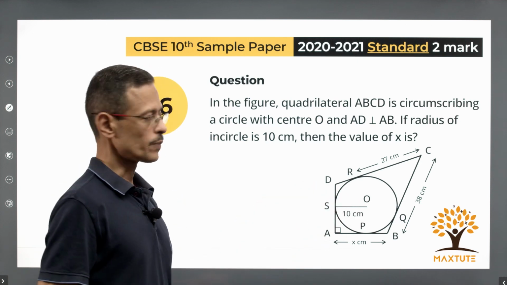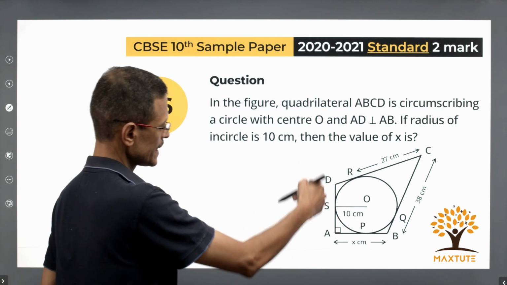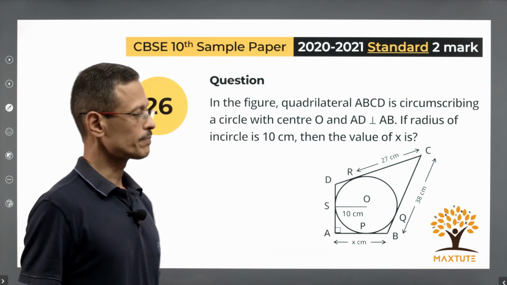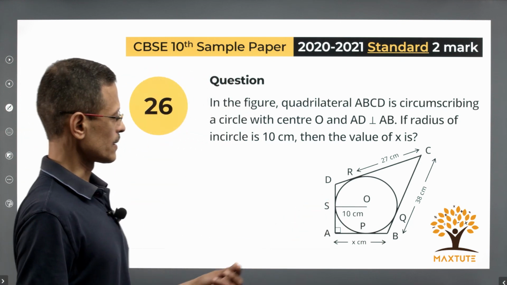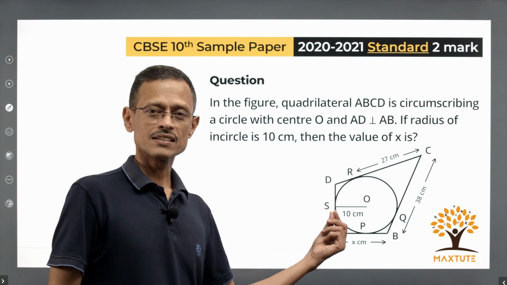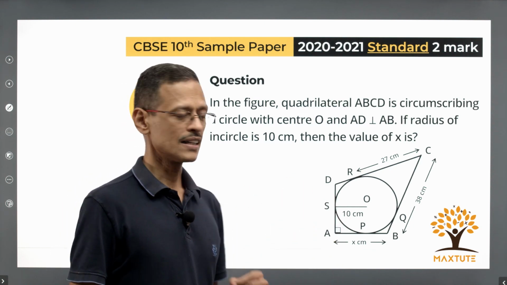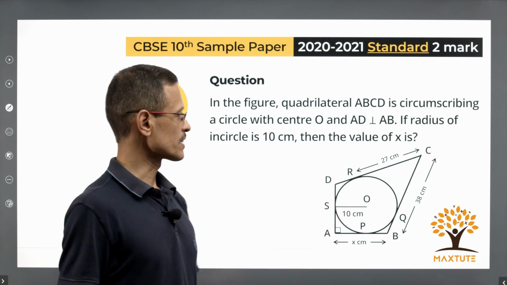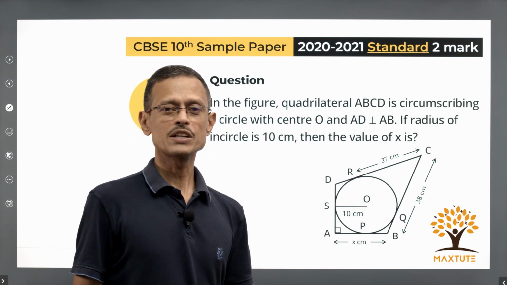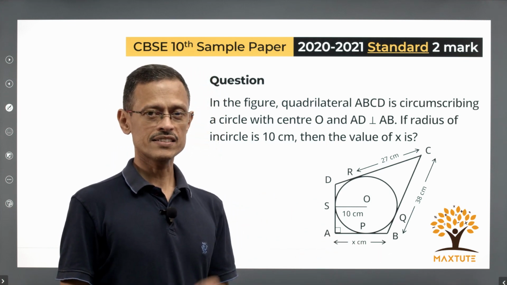Center of the circle is O. It is also mentioned that side AD is perpendicular to side AB. The quadrilateral is circumscribing the circle, so the circle is the incircle of the quadrilateral. The radius of the circle is equal to 10 centimeters. What we need to compute is the measure of the side AB, which is given as x centimeters.